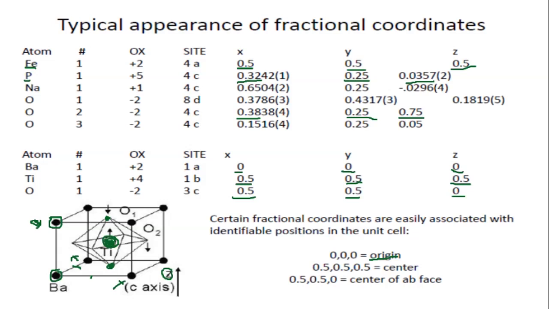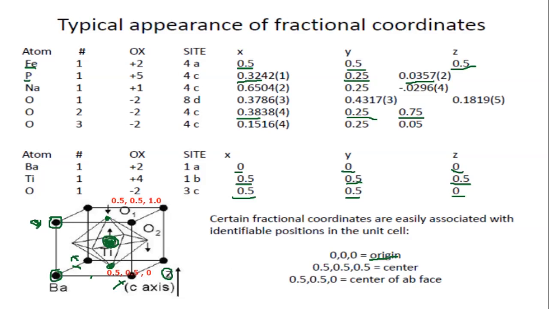So this O1 would be 0.5, 0.5, 1, and this one at the bottom would be 0.5, 0.5, 0. So the only difference between these two points is that we've translated up the z-axis by one unit. It's still at a half X and a half Y. And that's how we get the two oxygen atoms.